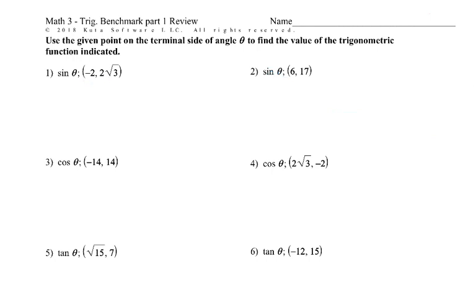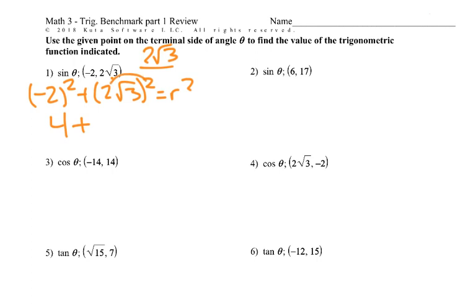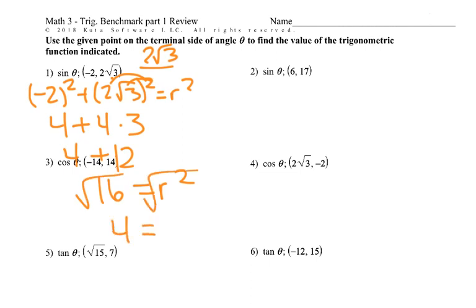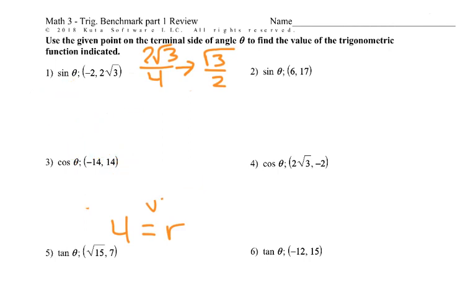Okay, so we've got our y value, so I know it's going to be 2 square roots of 3 over something. So I go negative 2 squared plus 2 square roots of 3 squared equals r squared. So we get positive 4 plus 2 squared is 4 times square root of 3 squared is 3. 4 times 3 is 12. 4 plus 12 is 16. So we get square root of 16, which would be 4. So our radius equals 4. So I go square root of 3 over 4, which I can reduce, right, and it's just square root of 3 over 2. And that's all we need to do here.